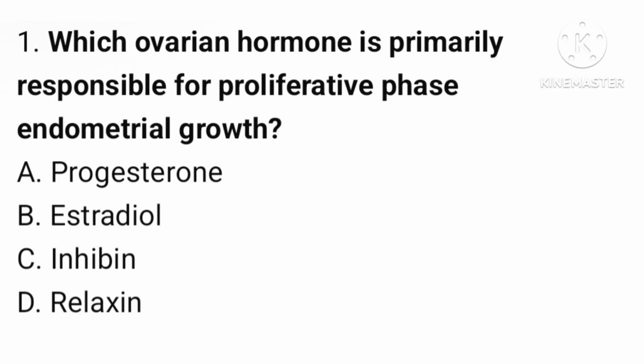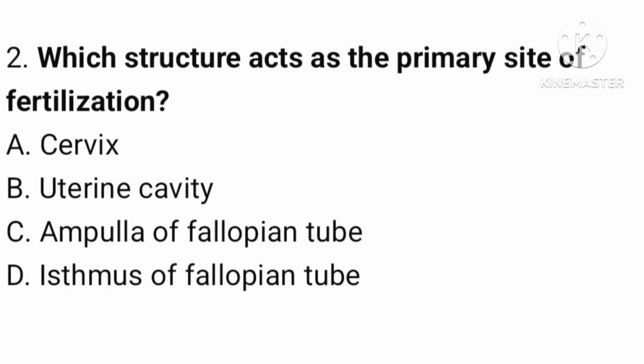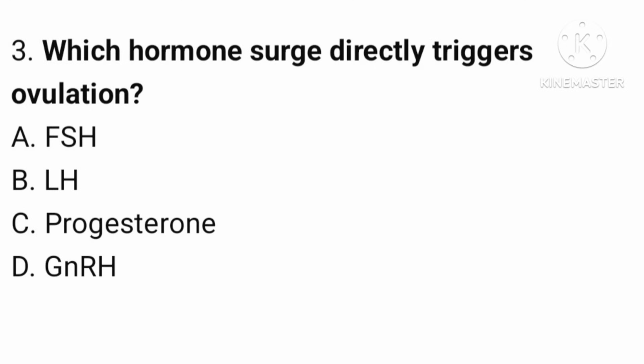Which ovarian hormone is primarily responsible for proliferative phase endometrial growth? Correct option is B. Which structure acts as the primary site of fertilization? Correct option is C. Which hormone surge directly triggers ovulation?